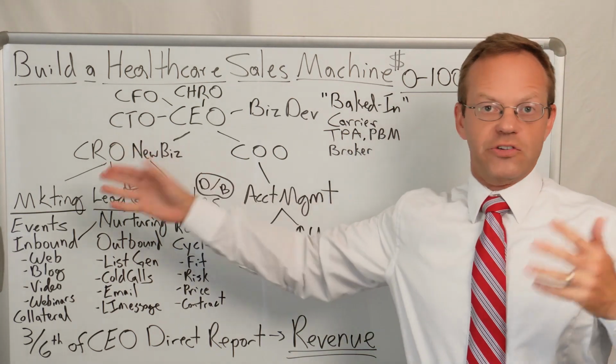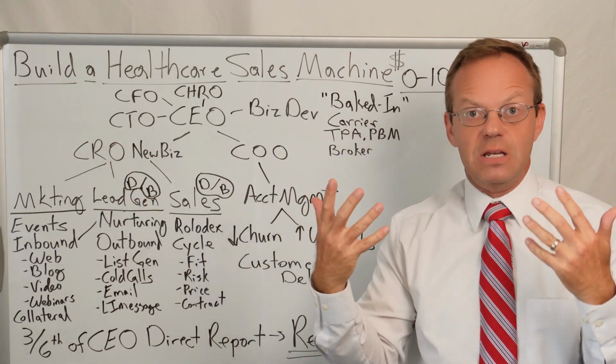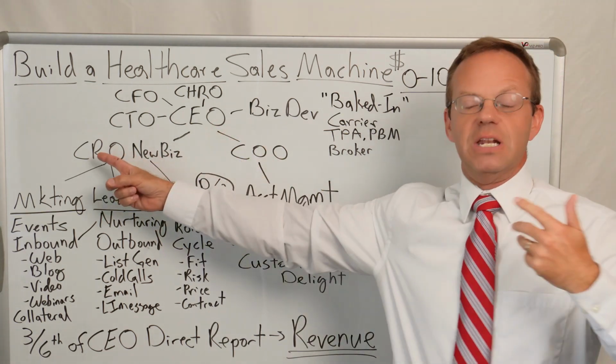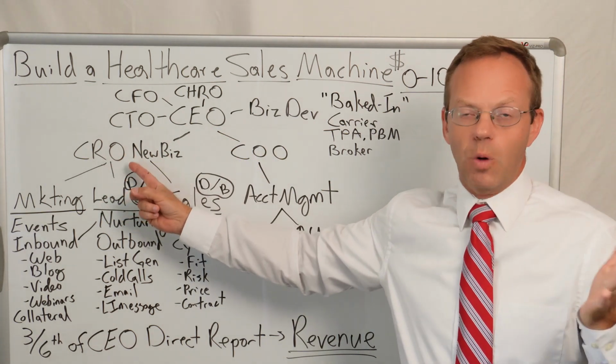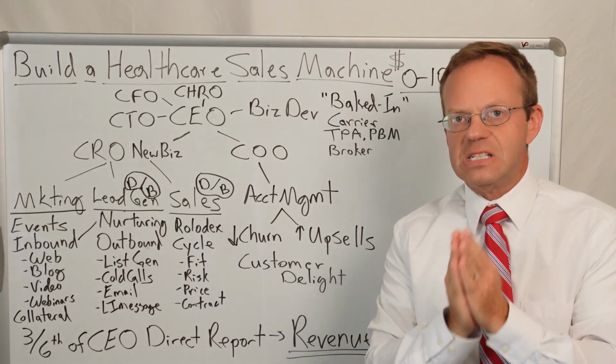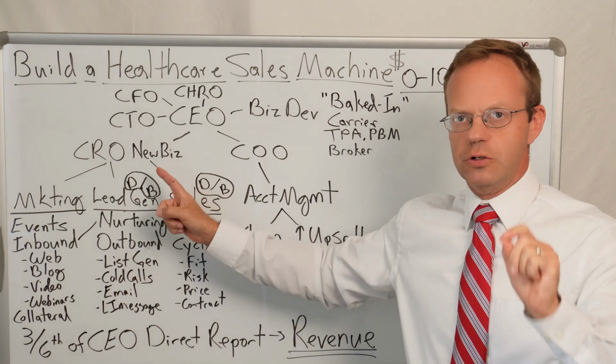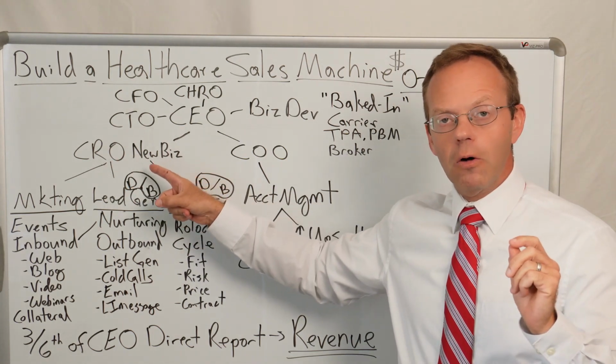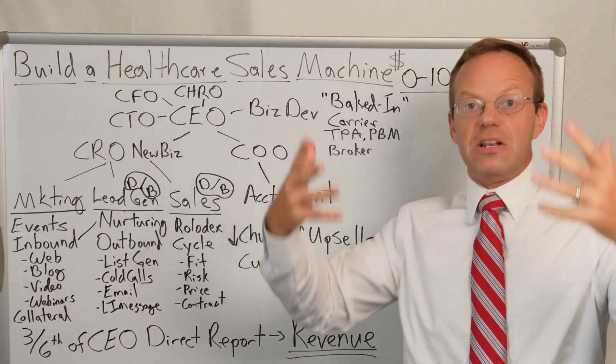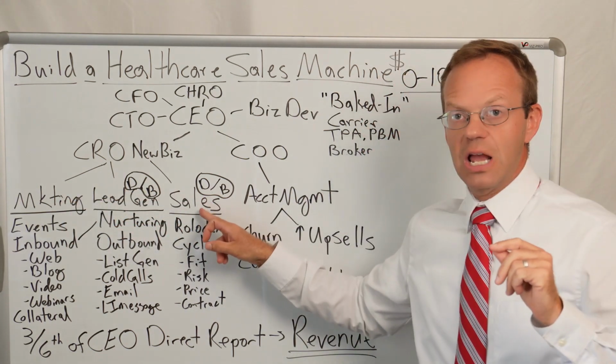Now, of course, when you think about revenue on the executive team in the org chart, you have the CEO, but then of course you think of the quote-unquote chief revenue officer. And specifically, this needs to be the chief revenue officer for just new business, for just new sales. Now that CRO for new business has three major responsibilities. They have marketing, lead generation, and sales.